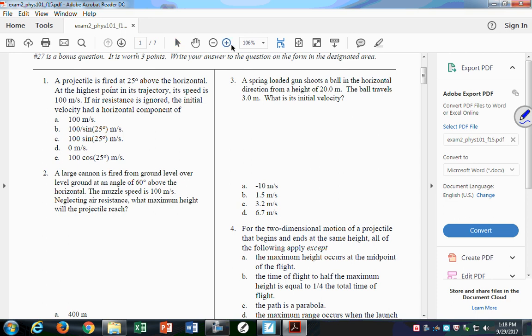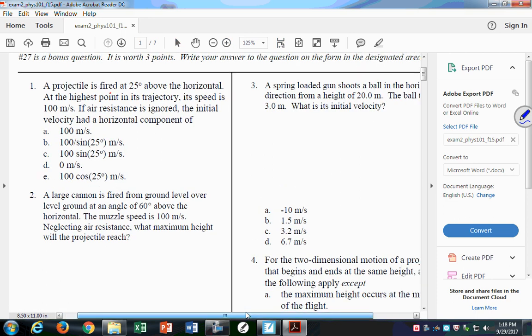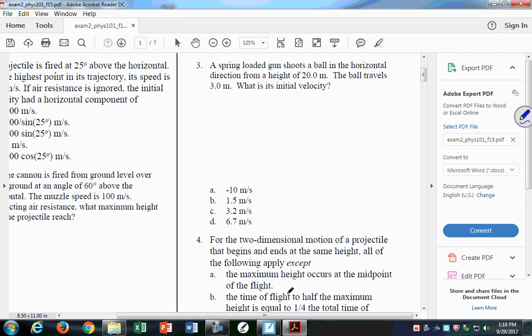Alright, so a spring-loaded gun shoots a ball in the horizontal direction like this from a height of 20 meters. It travels 3 meters in this direction, and I want to know what is its initial velocity. So you don't know the time, but this isn't one of those 2 typical problems we work. Since you don't know the time, that's going to be your first thing. You want to find the time. So how are you going to find the time? Well, the y motion usually sets the time, and in this case we'll use the y motion to find the time.